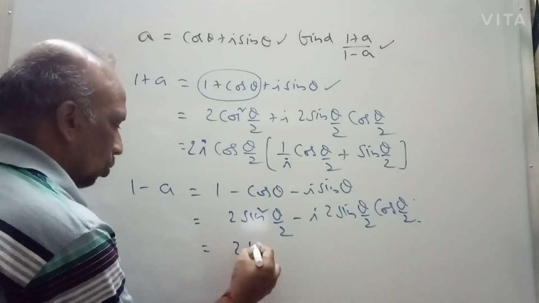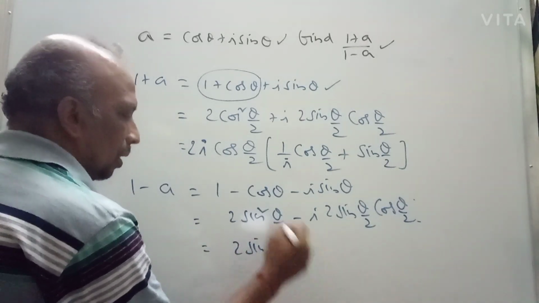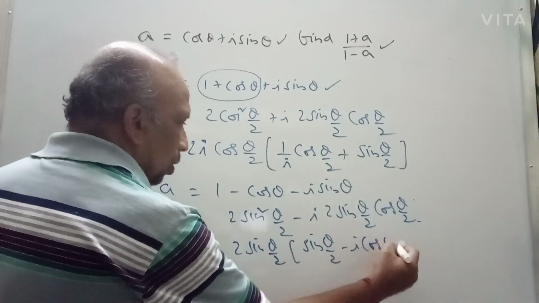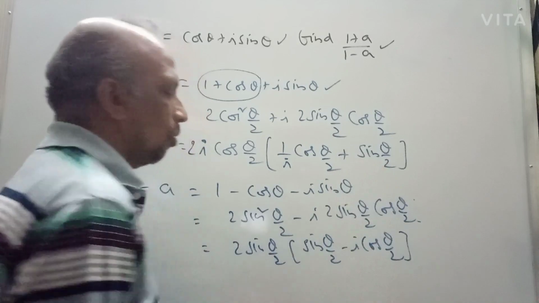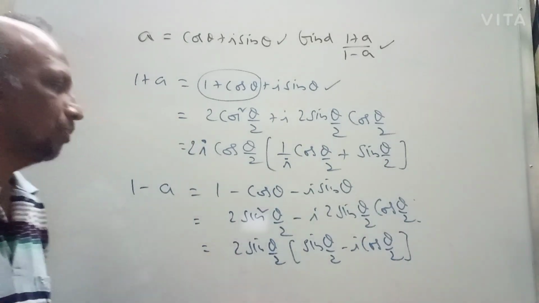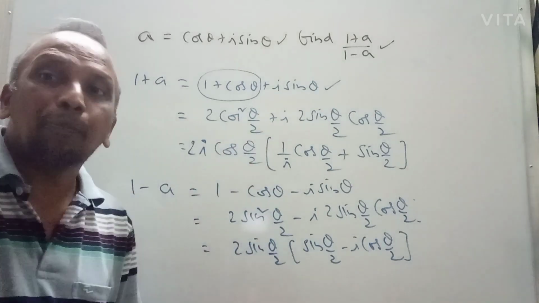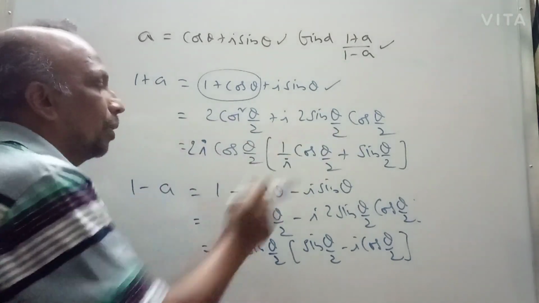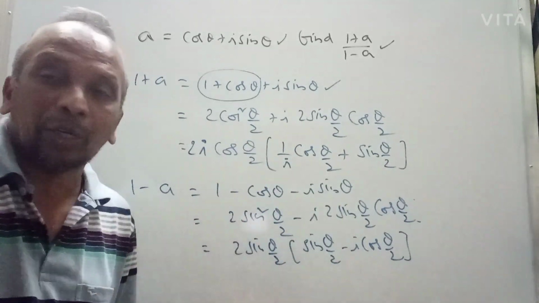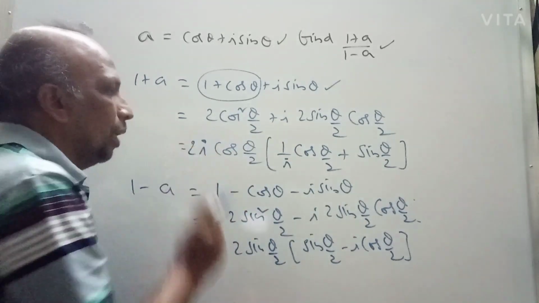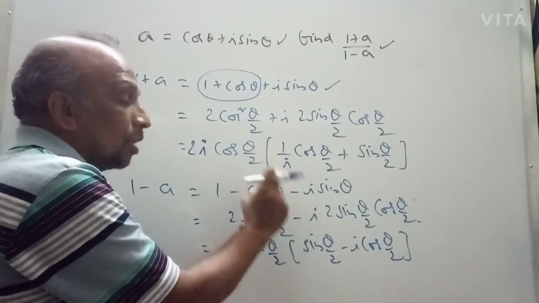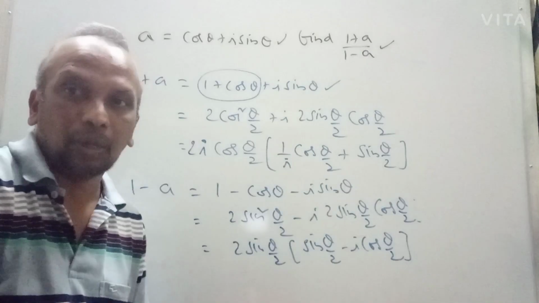So if you take 2 sin theta by 2 common here, this will become sin theta by 2 minus i cos theta by 2. I got this result here, 1 minus a value. Similarly, I have done the same. I will tell you why I have taken i common here. Because the denominator and numerator have the same common factor, to get the same common factor, I have taken i common. So you can see sin theta by 2, sin theta by 2, 1 by i I will replace, this is minus i cos theta by 2.